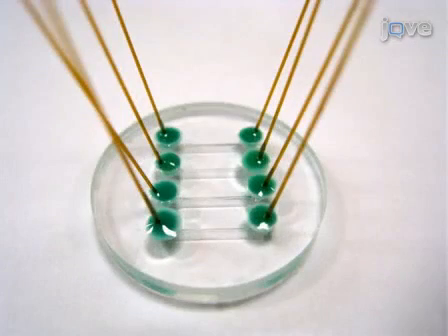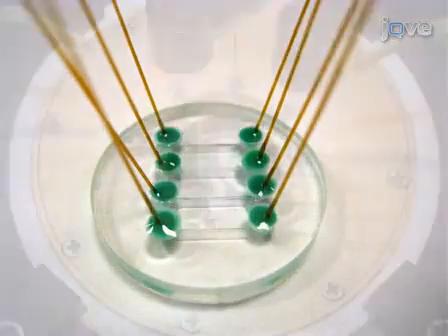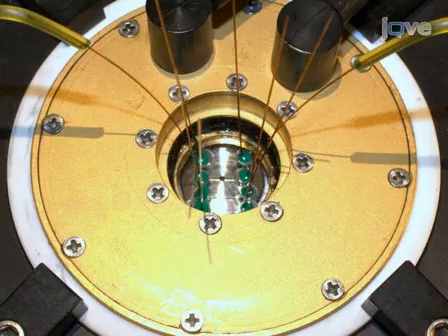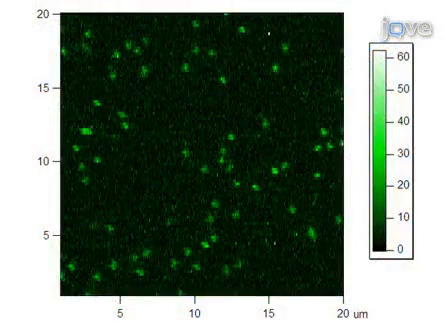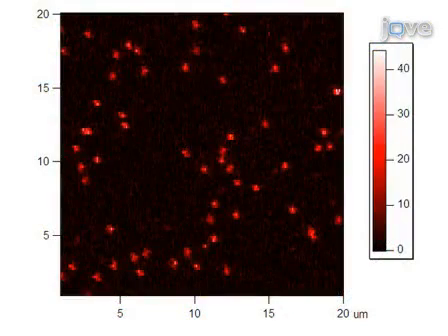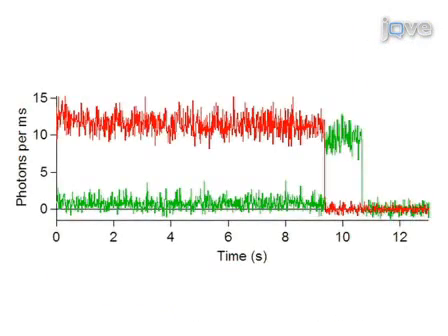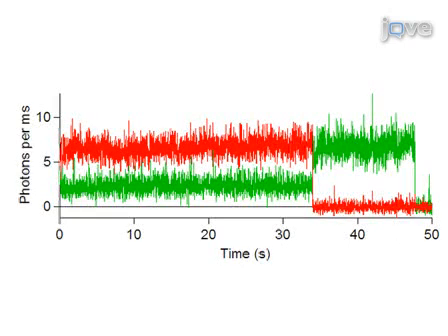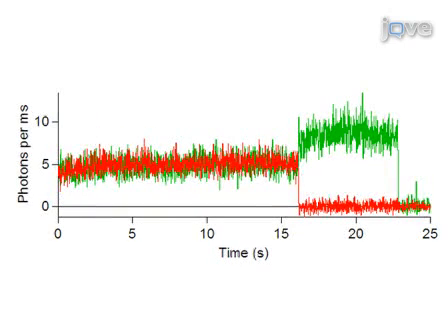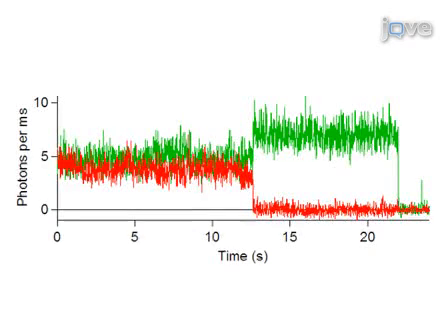The assembled microfluidic cell is shown here. These are surface scans showing single molecules in the green, donor, and red, acceptor channels. Some typical single molecule traces showing the acceptor intensity in red and donor in green are shown.